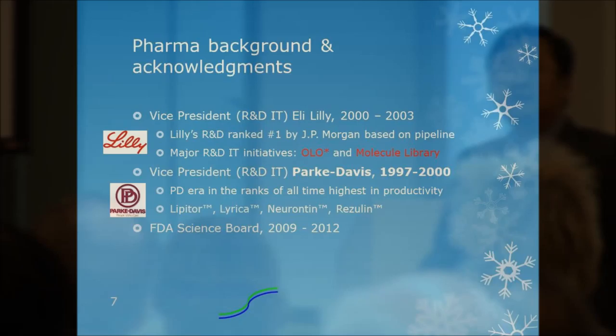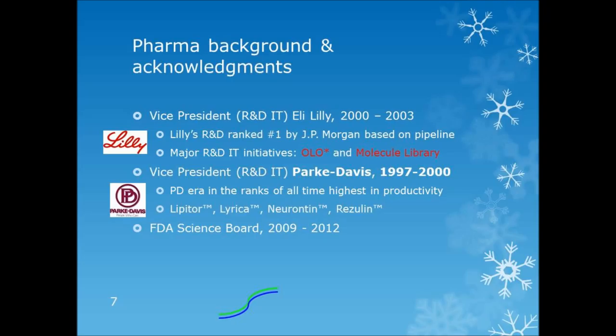So this is a good segue for me to actually acknowledge that many of the things I'm going to talk about today do not reflect my experiences in academia or what I learned working at the university, but rather the time that I spent both at Eli Lilly and Park Davis. I had the good fortune that when I worked at Lilly, it was also ranked number one by J.P. Morgan based on the valuation of the pipeline. What J.P. Morgan, the investment bank, did was look at the market capitalization of all the major pharmaceutical companies, and they took away the net present value of their current marketed products.